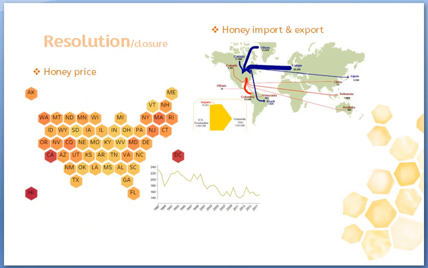The last part is the resolution. It's about how the honey price changed and how we keep importing more honey from other countries to fill our demand. Or if we have a decline in production, we definitely need to import more. The honey price will be shown as a simple hexagon map with a slider, and I will be using a flow map to visualize the importing and exporting routes and volumes.